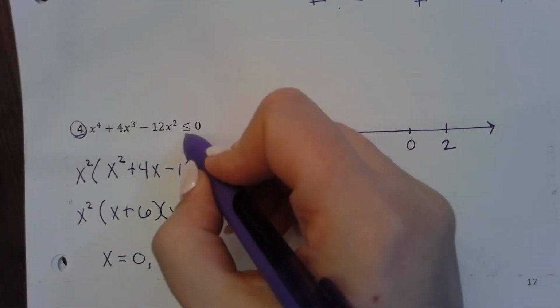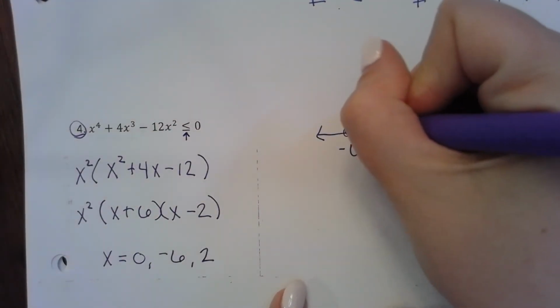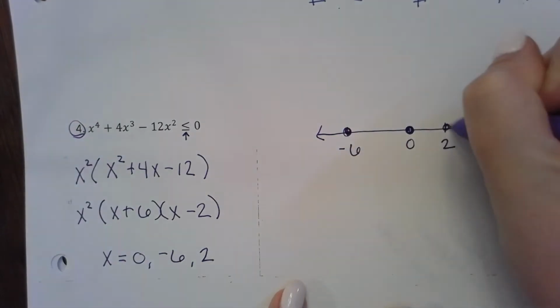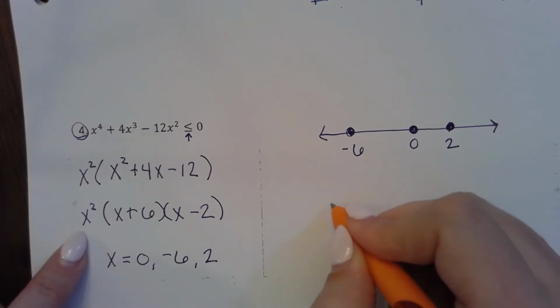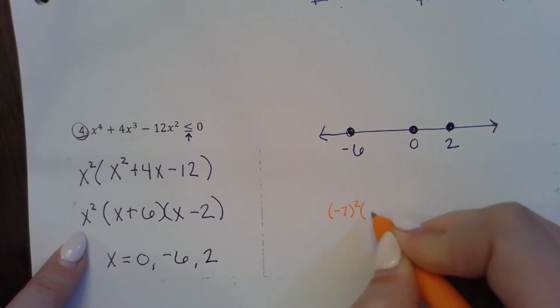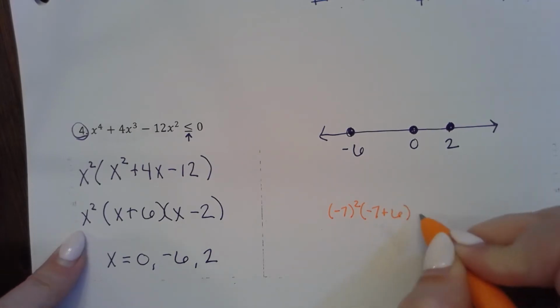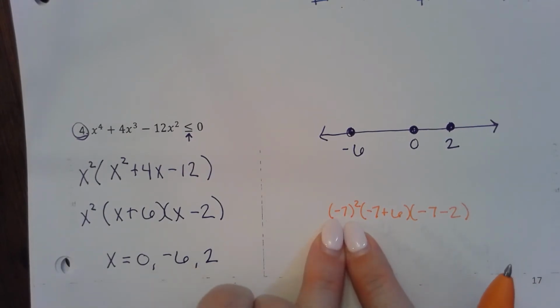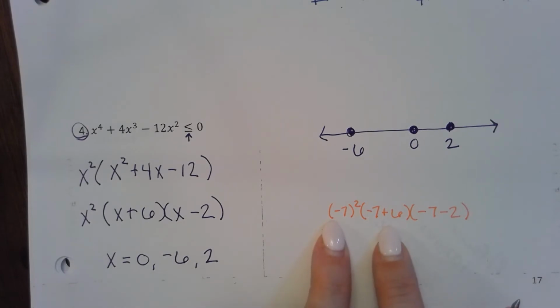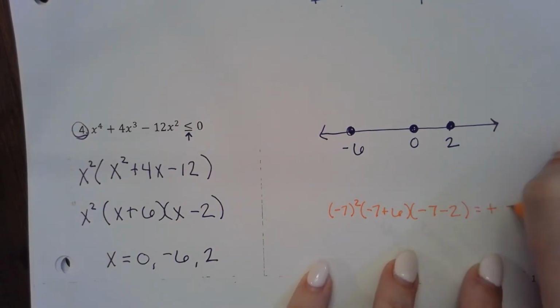Now this time, because it's or equal to, these are allowed to be closed circles. Now let's plug in our numbers and see what we get. So we could plug in -7, so -7 squared times -7 plus 6 times -7 minus 2 would give us a positive. Remember, a negative squared is going to be positive. Positive times a negative times another negative is going to give us a positive.